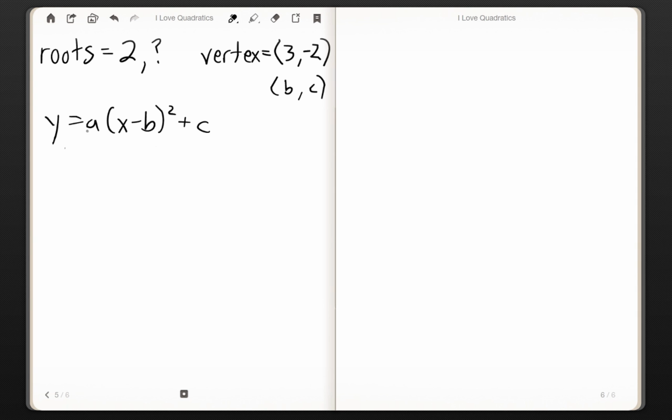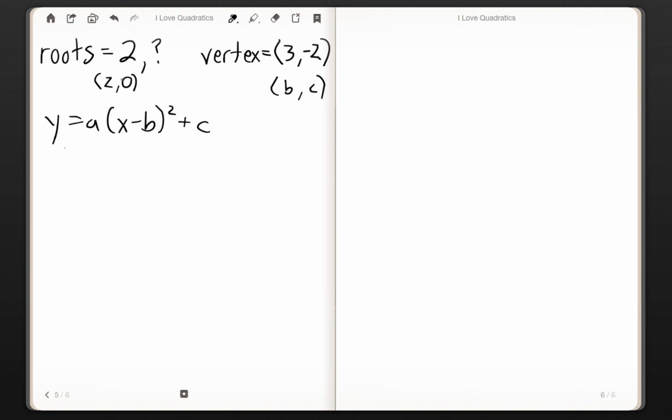But now we need another point on the graph to use for x and y. It doesn't look like we have another point here, but we actually do, because remember, a root is just the x value of a point on the graph. It's the x value where the point is on the x-axis, and on the x-axis, y equals 0. So the root of 2 is the same as the point 2, 0.